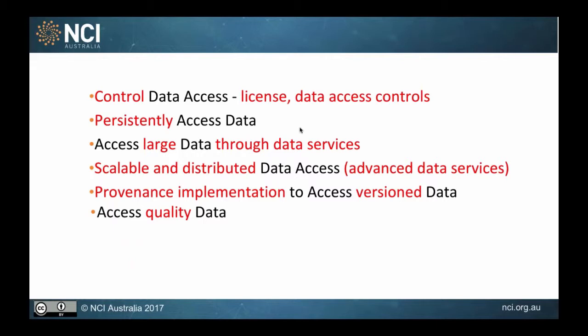So these are the six dot points that I wanted to address today about data access. I put the red color words to show the difference for each point. Initially I will talk about how we control the data access, and then I'm going to present one example of how we use persistent identifiers to manage data access. Then I will talk about two main data services that we offer at NCI for our users. One is THREDDS, and the other one is GSKY, which is a more fancy and scalable distributed data server. Finally, I'm going to cover very quickly data versioning and the quality of the data.